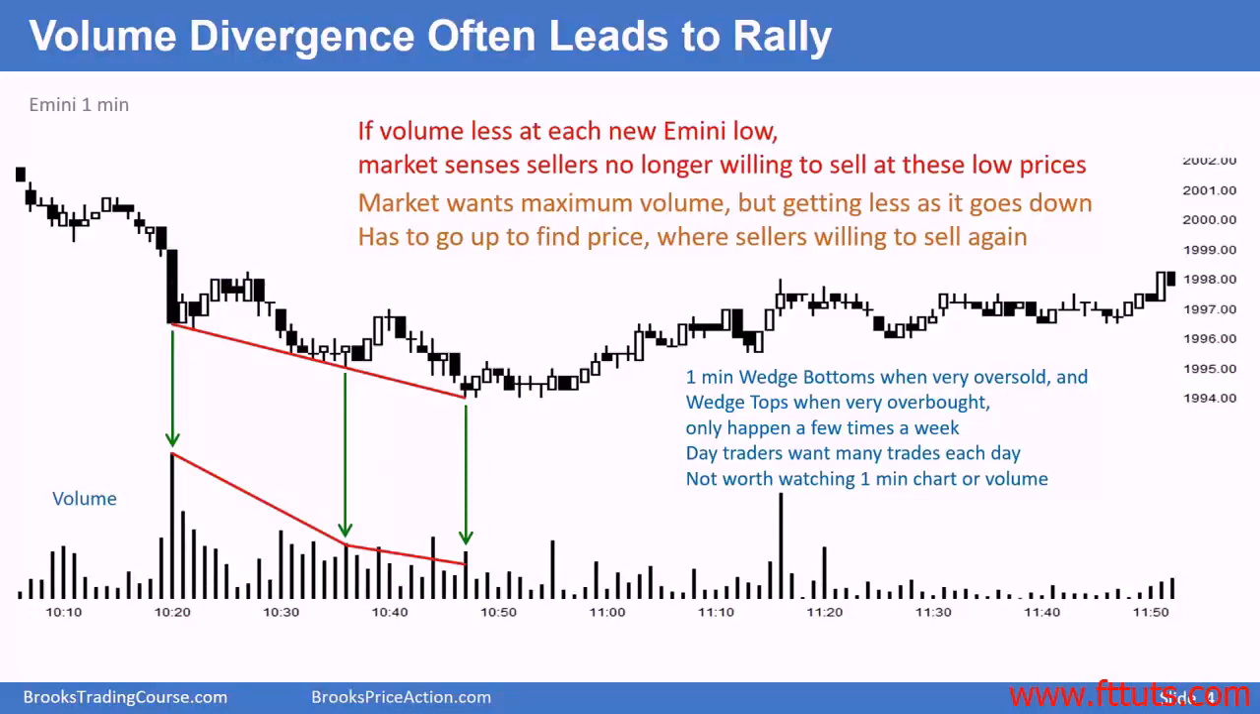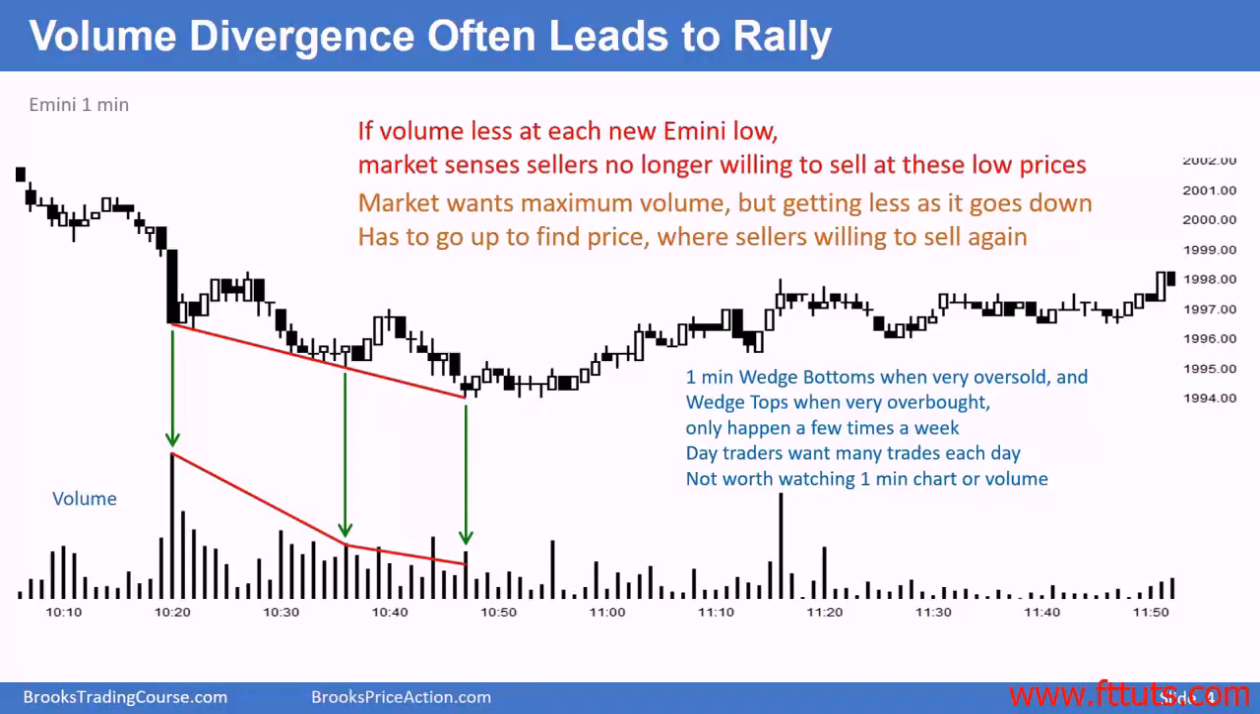I once traded with a trader many years ago who looked for volume divergences. As the market's going down, he's looking for volume getting less. As it's going up, in a spike and channel bull trend, he'd look for volume getting less, and he would look to trade the divergences.